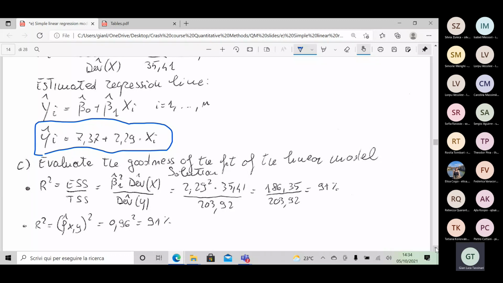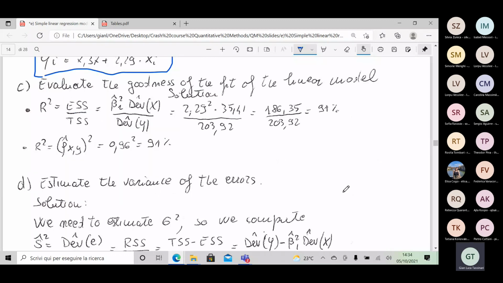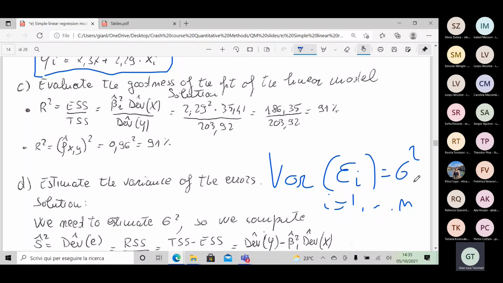Estimate the variance of the error. If you remember, which is the variance of the error? Remember that the assumption about the linear regression model is that the variance of the error for i equal to 1 to n is constant and is equal to sigma square. So in other terms, we want to estimate sigma square.